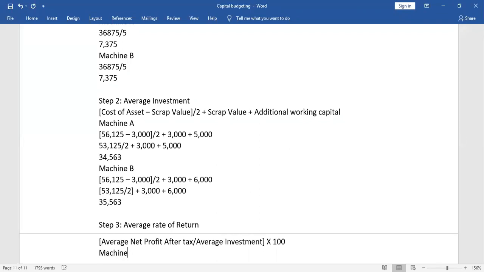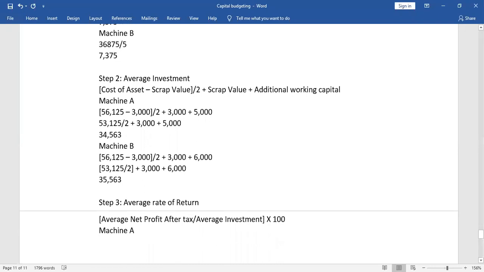Now we will substitute in the formula for machine A and machine B. Machine A's average net profit after tax is how much? 7,375 divide by 34,563 into 100. Give me how much answer you are getting. Are you getting 21.34%? Are you getting 21.34%, correct?